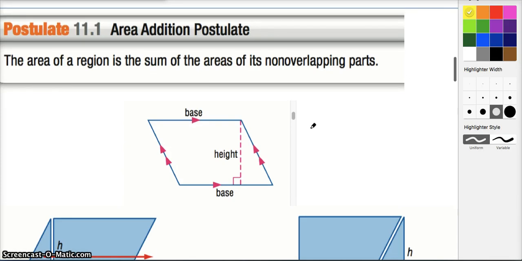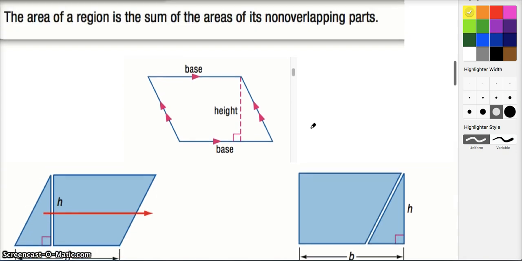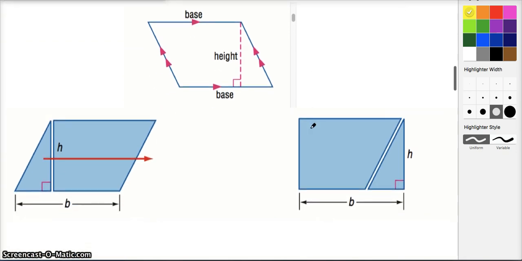So you can see the area addition postulate is in play here. Basically, I really like this. If you think about the area of a parallelogram, it really comes out of making it look like a rectangle. Knowing that each of the opposite sides are parallel, if you were to take a perpendicular line and cut this part off, it would fit perfectly onto the other side.